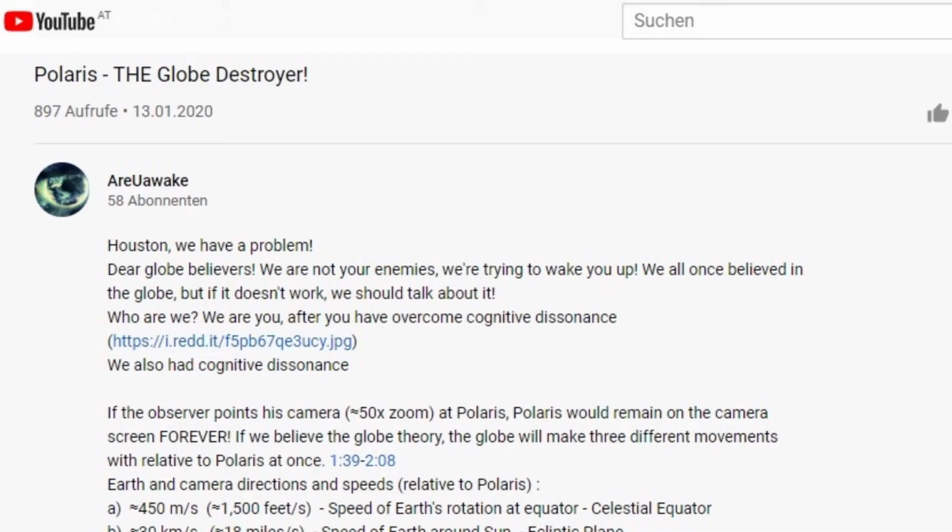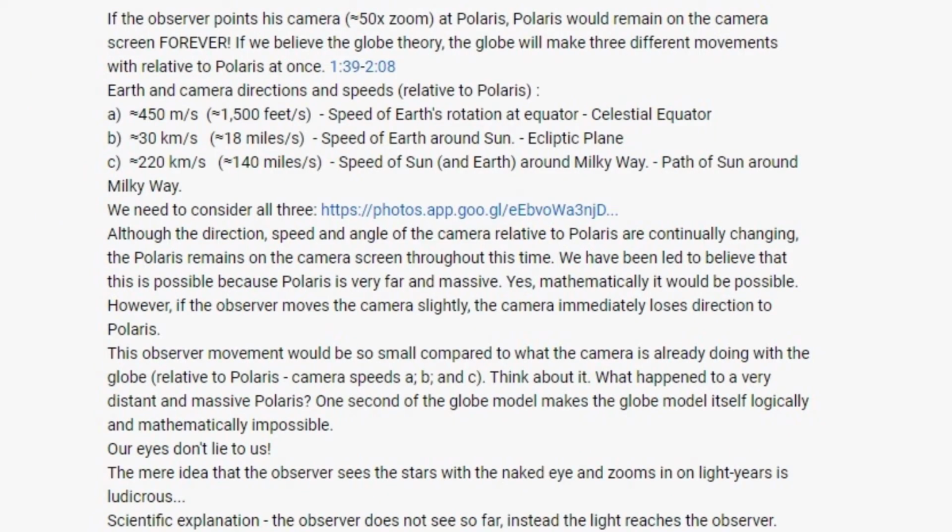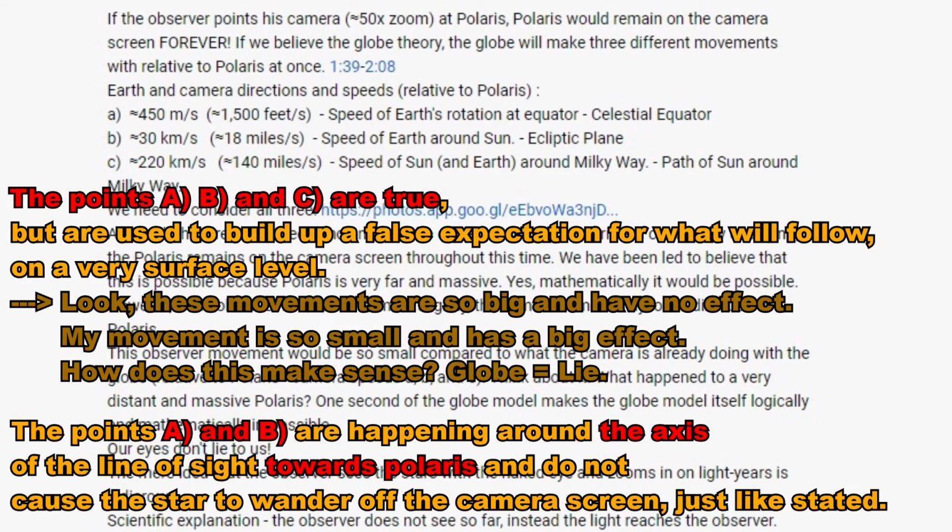If the observer points his camera, around 50 times zoom, at Polaris, Polaris would remain on the camera screen forever, if we believe the globe theory. As long as you do not change the looking angle of your camera, which might easily happen if you push your camera on rolls over a sidewalk. The globe will make 3 different movements relative to Polaris at once. Earth and camera directions and speeds, relative to Polaris.